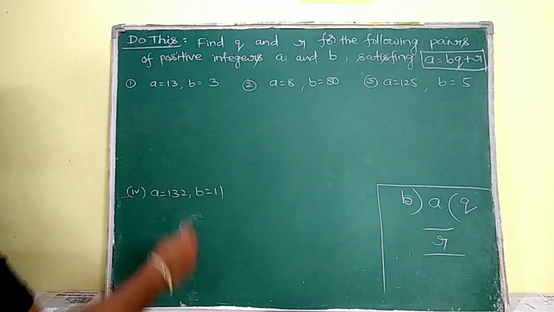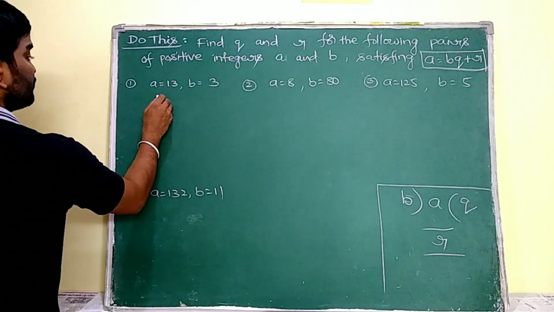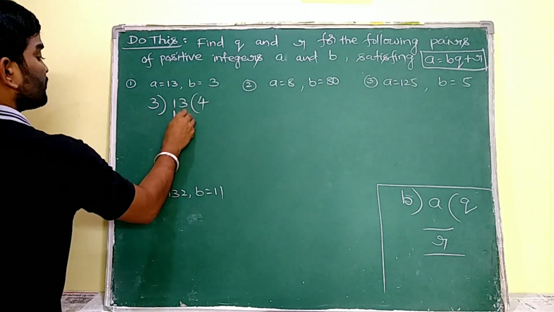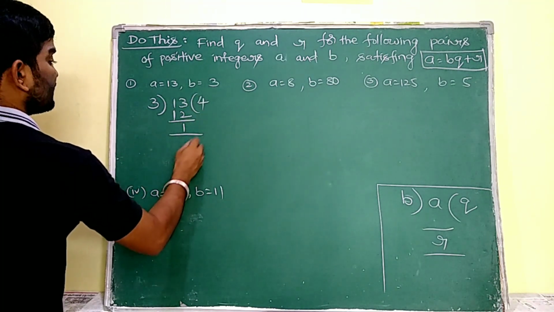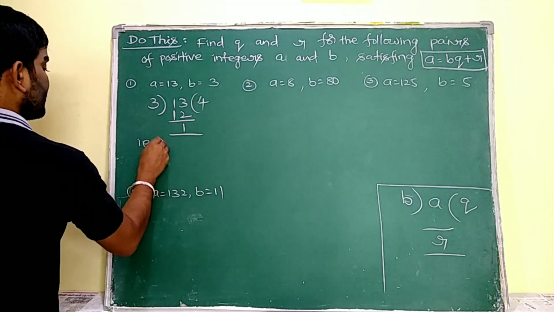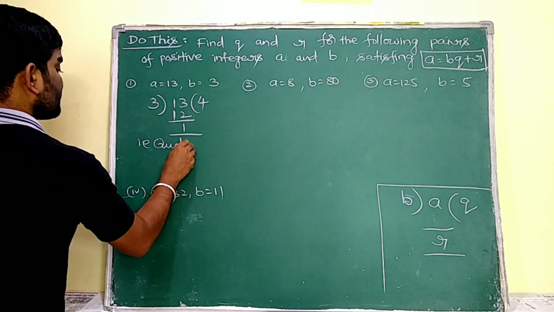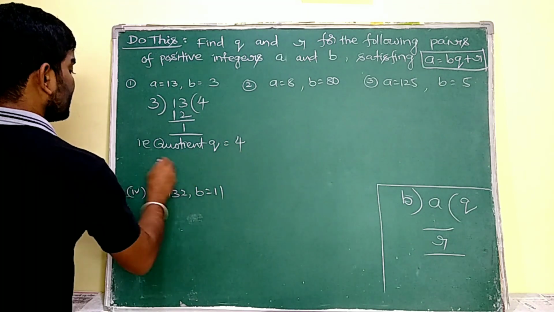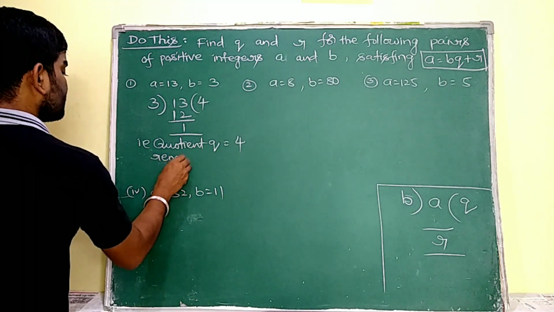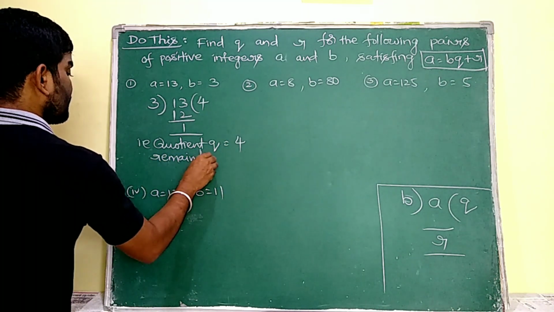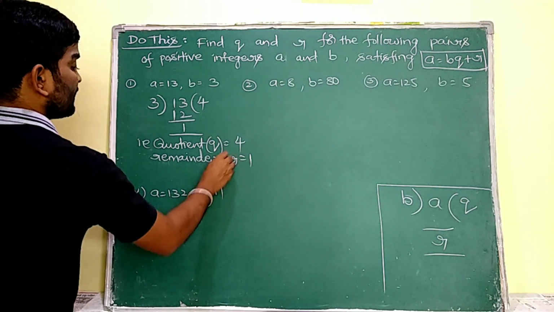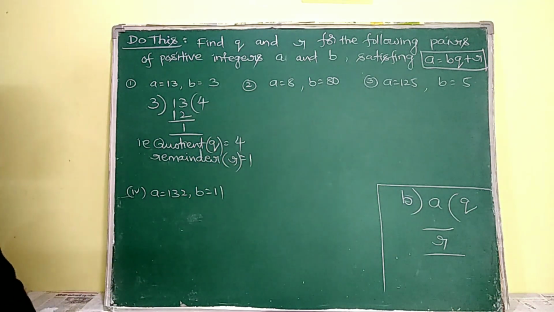So here it is asking you to do the same. You have to divide 13 with 3. 3 4s are 12. Then the remainder is 1. That is, quotient q is equal to 4. Remainder r is equal to 1. Like that we have to write all the values here.